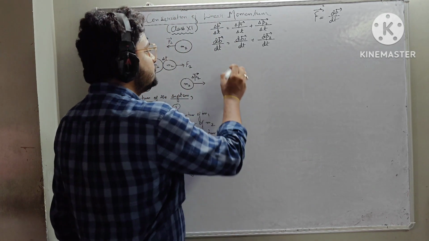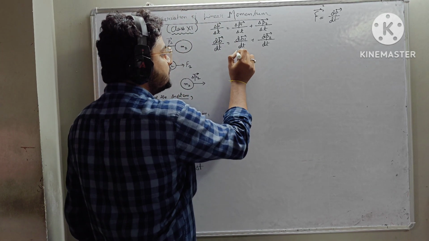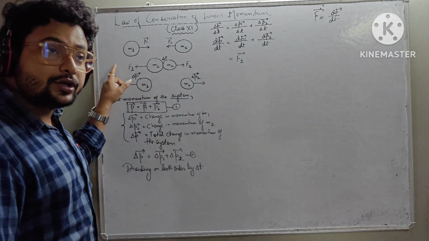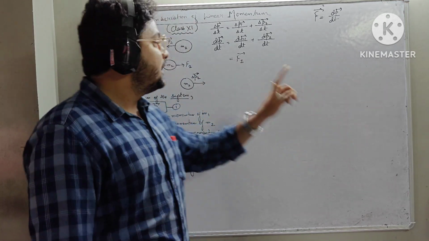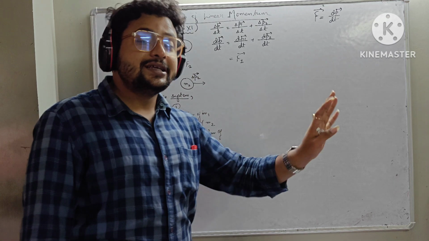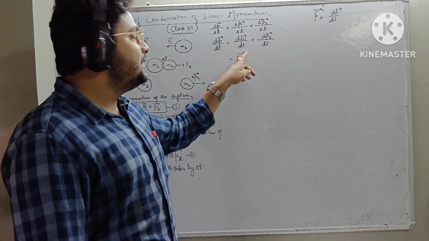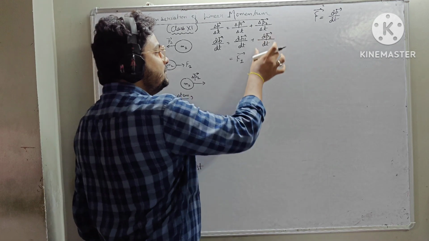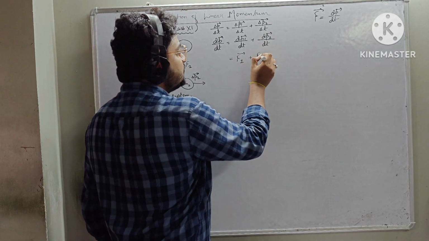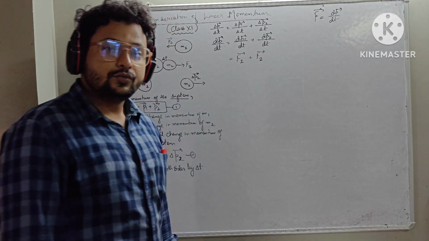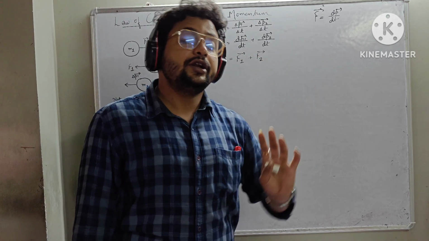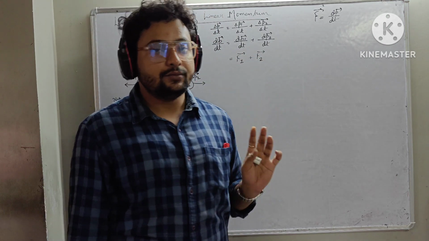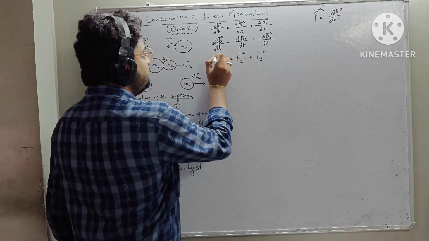So can I replace this one with F1? Yes. Why? Because I said earlier that F1 is the total force which is acting on the first body and F2 is the total force which is acting on the second body. So dp1/dt I can replace with F1, and dp2/dt I can replace with F2. What are F1 and F2? F1 and F2 are the forces which are acting on the first body and second body. So this is your dp/dt.